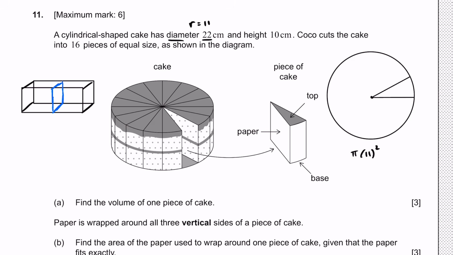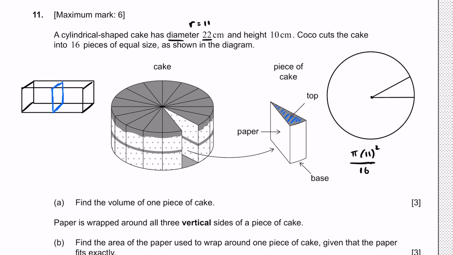But we don't want the whole cake, we just want one piece. She cuts it into 16 pieces, so what we can do is divide that by 16. And that's going to give us the area of this top portion right here.